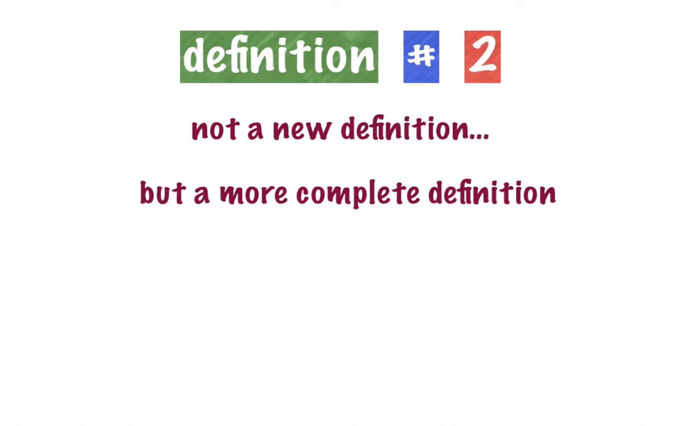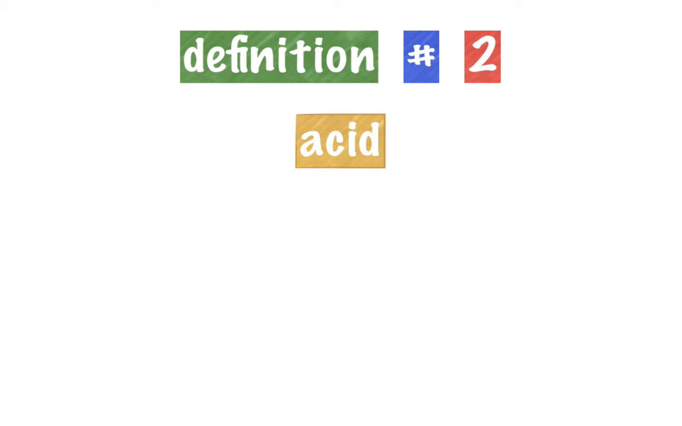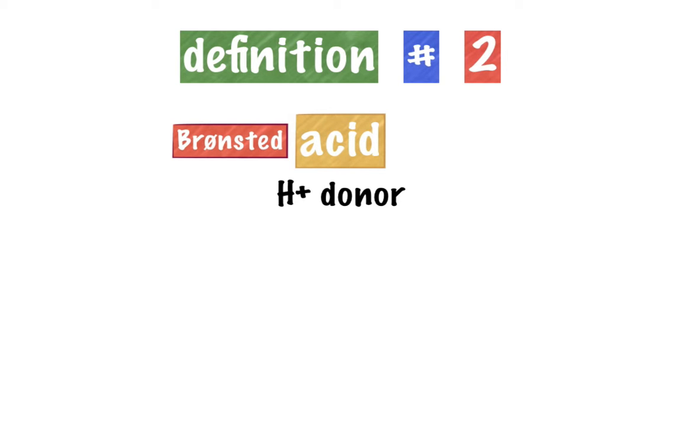This definition was proposed by a Danish chemist named Johannes Bronsted in 1932, about 30 years later. He defined an acid, what we'll call a Bronsted acid, as a hydrogen ion donor, something that gives away a hydrogen ion.